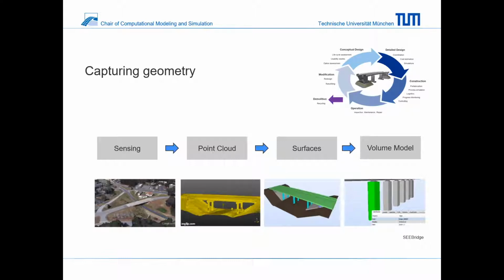But many facilities already exist, so we have to capture geometry. We talked about this already this morning. We have a typical pipeline starting from sensing, using different approaches, laser scanning, photogrammetry, and other approaches. We will most likely come up with a point cloud. Sometimes we can stop there and directly work with the point cloud for the digital twin. In many cases, we will further process it and come up with the surface model and then create the volume model. Sometimes we have to go beyond the volume model.